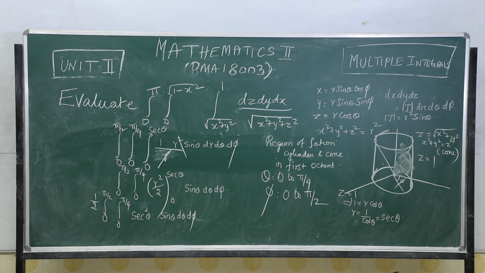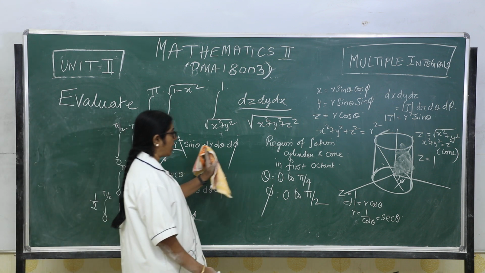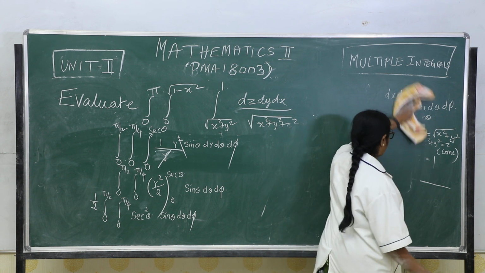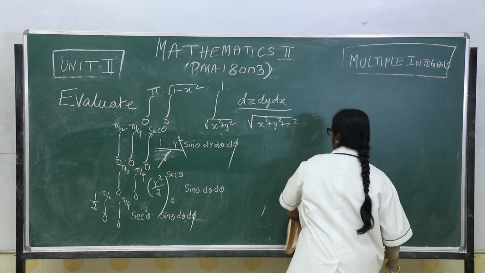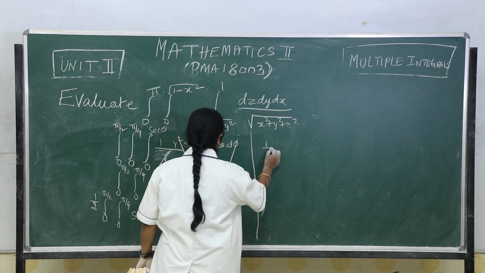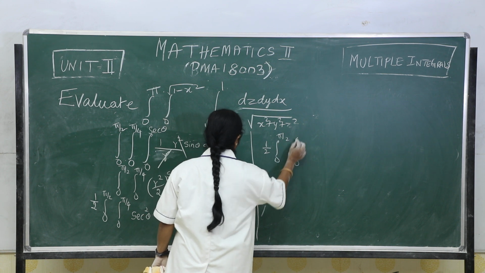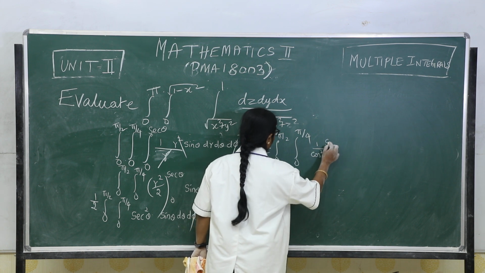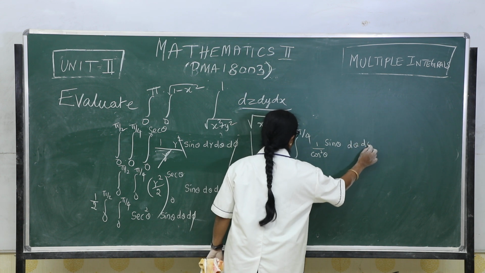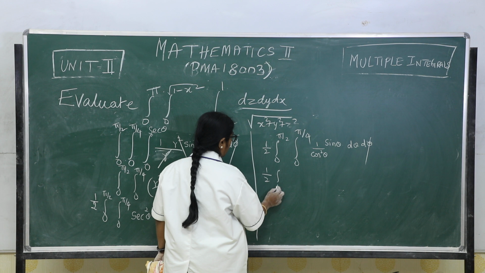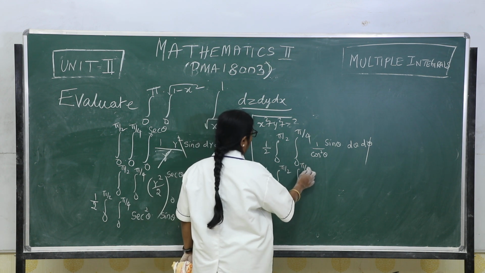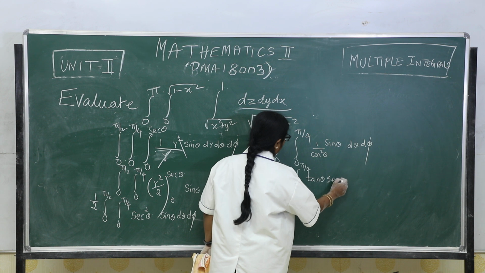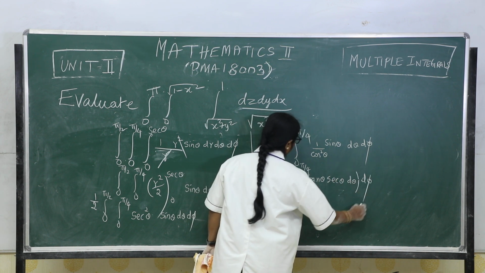How can I write secant squared theta? Secant squared theta can be written as 1 by cos squared theta. So half of integral 0 to pi by 2, 0 to pi by 4, 1 by cos squared theta into sin theta d theta d phi. I can write this as sin theta by cos theta into 1 by cos theta. It becomes tan theta secant theta d theta and then with respect to phi.